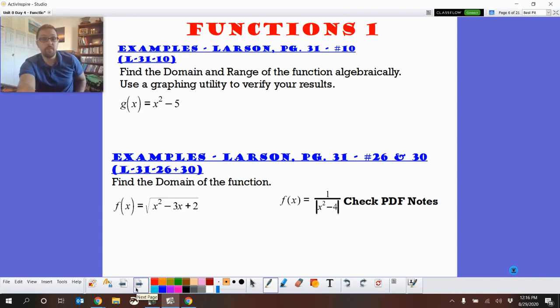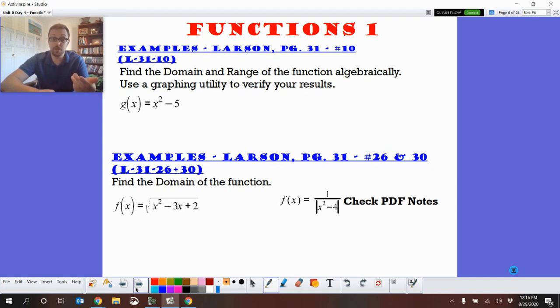Next, we want to find the domain and range of our function algebraically, and we can use a graphing utility to double check it. So we're going to do it algebraically first. With domain, you want to check: is there an x in the denominator? No, so we don't have to worry about that. We also want to check for x's inside of square roots. Don't have to worry about that. Logarithms, nothing to worry about there. So those are the three things that you check algebraically right now.